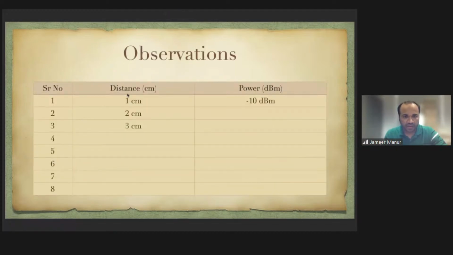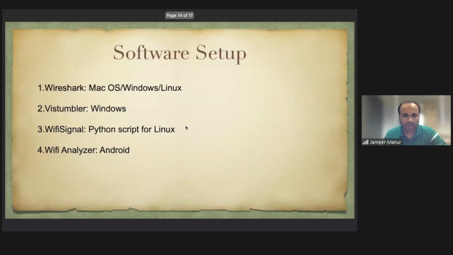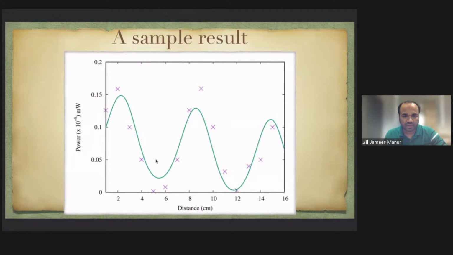And here is how you can take the observations. Simply, you can start from zero, at an interval of 0.5 centimeter or 1 centimeter, and you can measure the power, and you can take a few sets of observations. Then you can plot the graph. You will receive something like this. So you can fit it with some fitting application and software. Okay, so what we expect at the end of this experiment is a graph something like this.